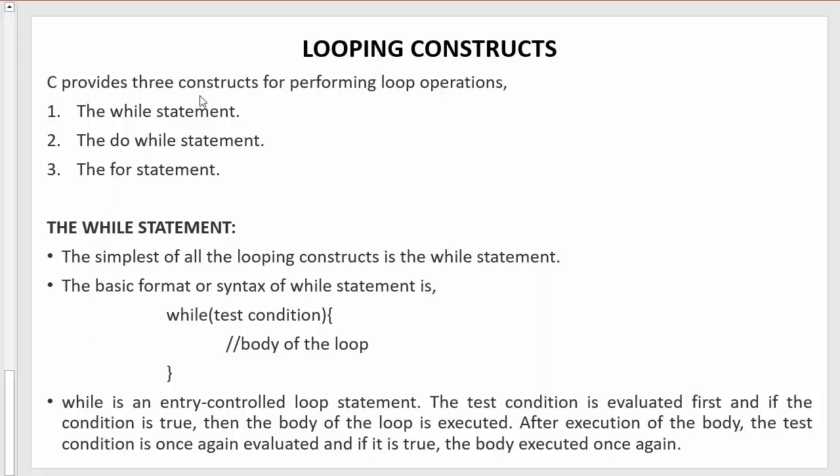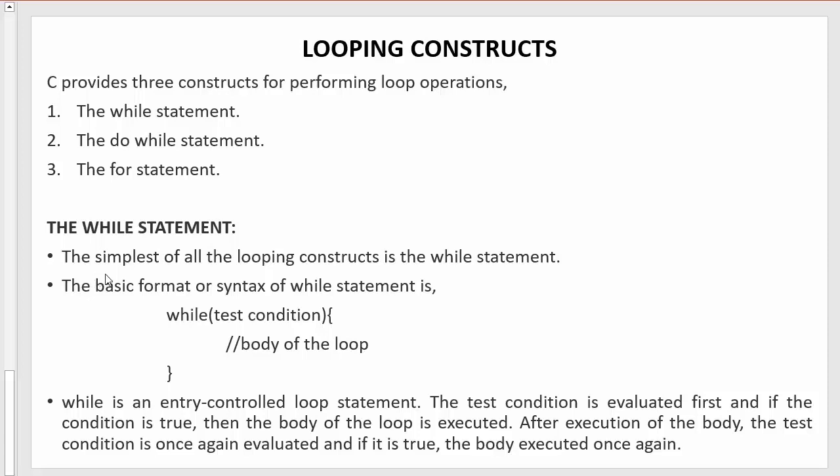As I have said, there are three types of loop operations. The first one is the while statement, the second one is the do while statement, and the third one is the for statement. Although we have seen different examples of each of these loops in our earlier videos, in these next three videos we will discuss them a little deeper. In today's video I am going to discuss the while statement, or while loop.